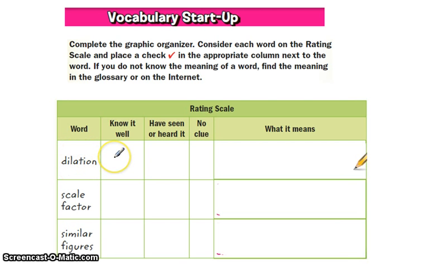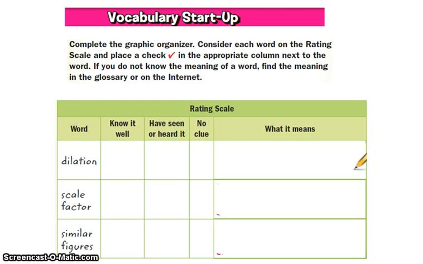dilation. Do you know it well? Have you seen it or heard it, or do you have no clue? So they just want you to do these 3 vocabulary words, and they want you to check it wherever you feel that you fit. So if you have no idea what a similar figure is, you put no clue. And then we'll talk about the meaning of those 3 words. Okay, so pause the video right now and take a few moments to do this.